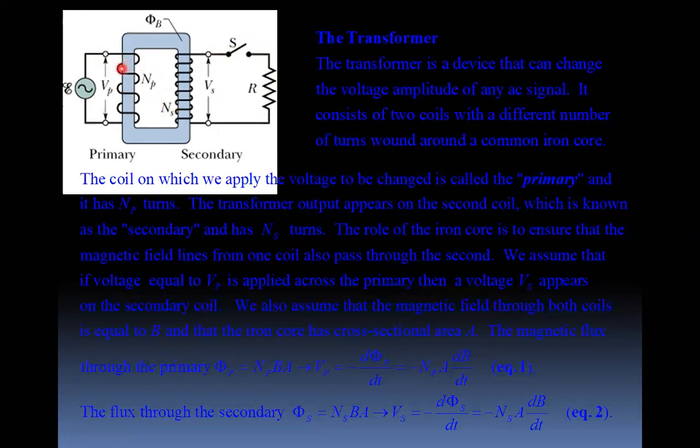A transformer is basically used to make a voltage value high or low according to our appliances. A transformer is a device that can change the voltage amplitude of any AC signal. It consists of two coils with different numbers of turns wound around a common iron core. The coil to which we apply the voltage to be changed is called the primary, and it has NP turns. The transformer output appears on the secondary coil, which is known as the secondary and has NS turns.